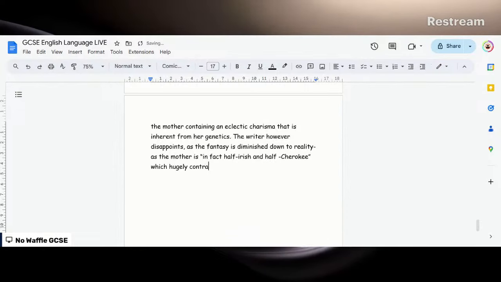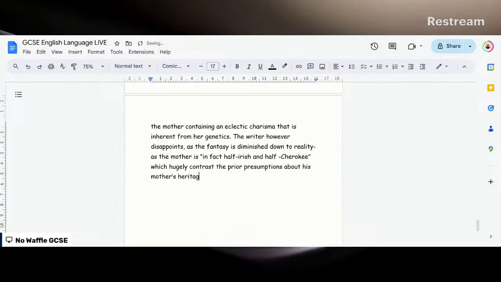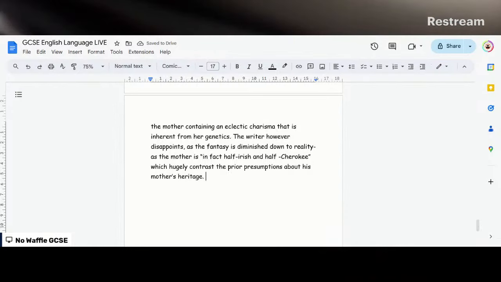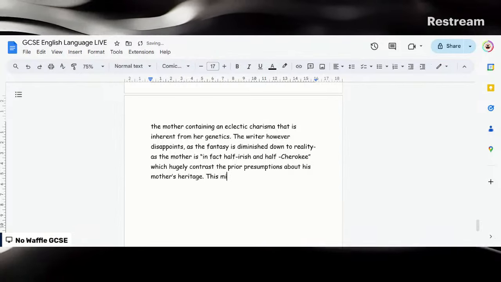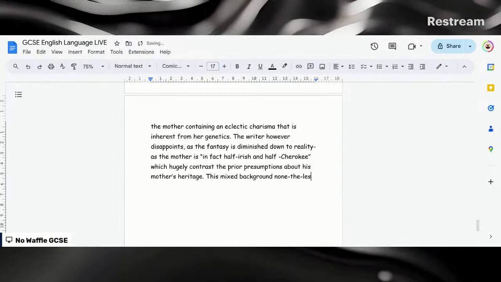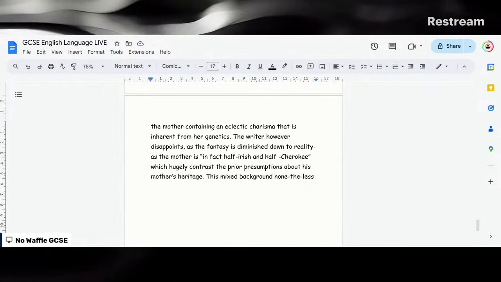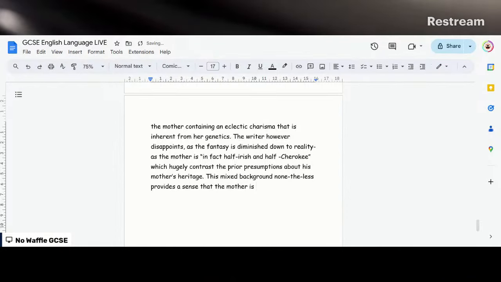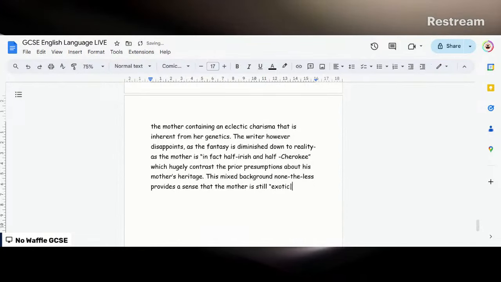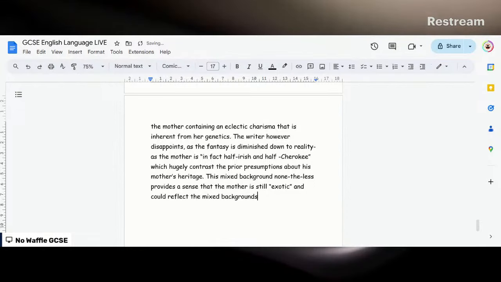Which hugely contrast the prior presumptions about his mother's heritage. This mixed background, nonetheless. So again, we're going back to supporting it and saying it is quite memorable because this mixed background nonetheless provides a sense that the mother is still exotic and could reflect the mixed backgrounds of society today.